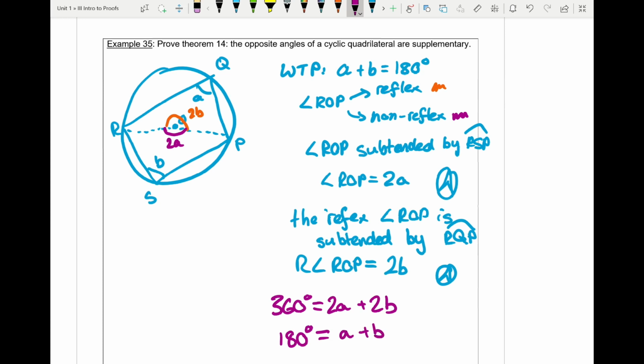Opposite angles of a cyclic quadrilateral are indeed supplementary. They both add up to 180 degrees.